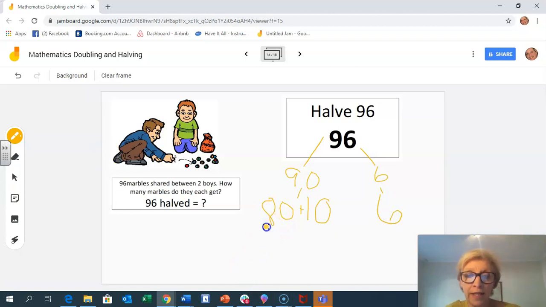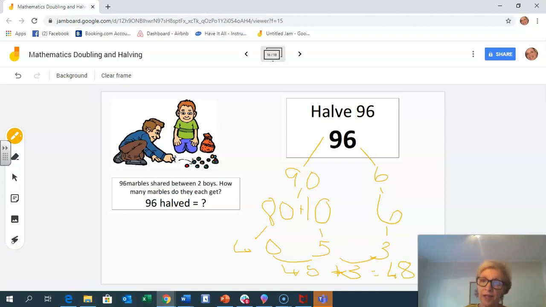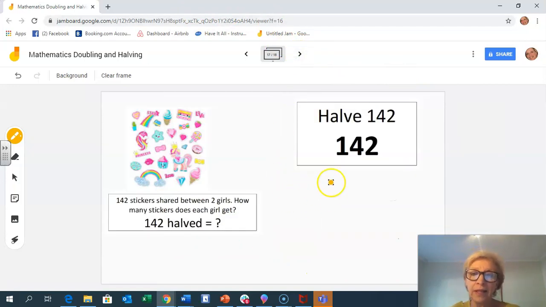So if I halve 80, I get 40. If I halve 10, I get 5. And if I halve 6, I get 3. So 40 plus 5 is 45, plus 3. Oh, Mrs. Harmon, your writing is terrible. Is 48. Right, so there is that method. And that should serve you well if you just set your work out like that when we do the worksheets after this lesson. Let's do one now.